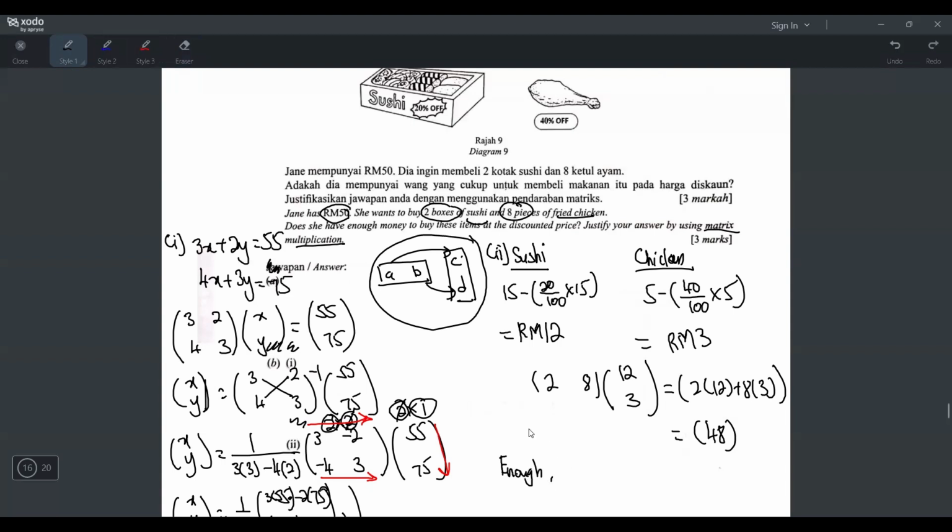Because she only needs RM48, and then in parentheses you write 48 is less than 50 like this. Okay, so that's the answer. Okay, sekarang kita boleh sambung.